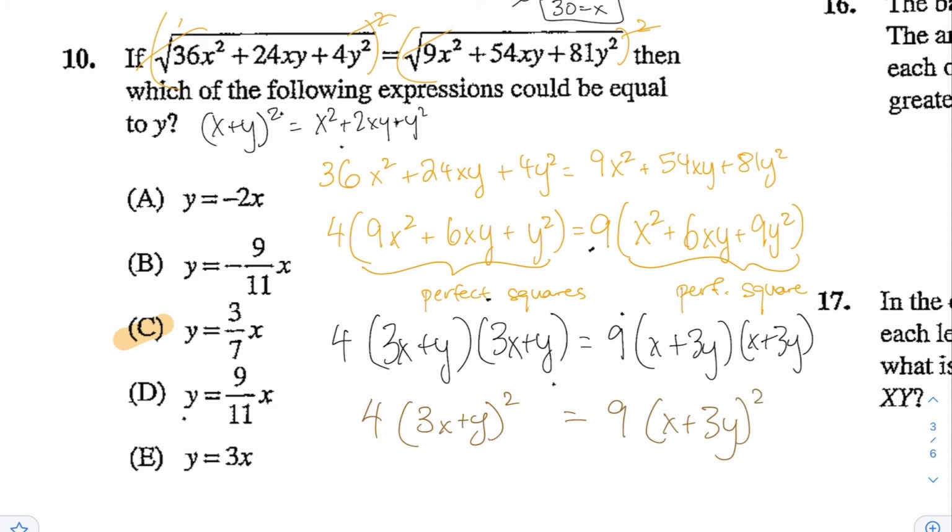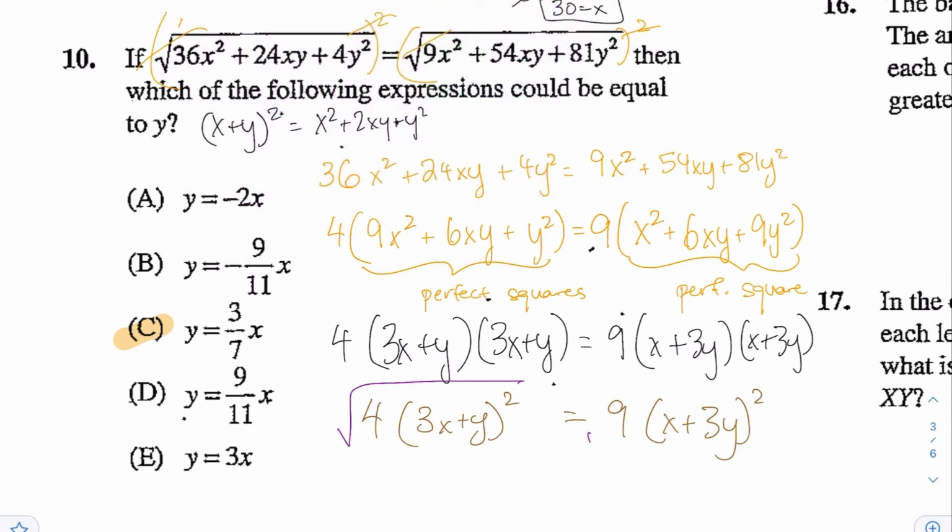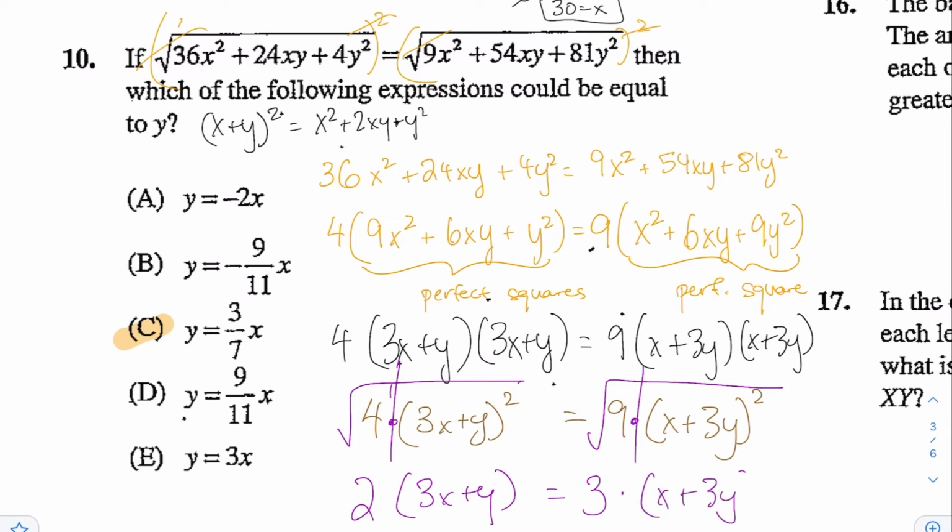So it turns out that both of these sides are perfect squares again. So then you can just do another square root on both sides. And this time, because you have a product, you can split this in half. The square root of 4 is just equal to 2. And the square root of (3x + y)² is just 3x + y. On the right side, the square root of 9 is 3. And the square root of (x + 3y)² is x + 3y.